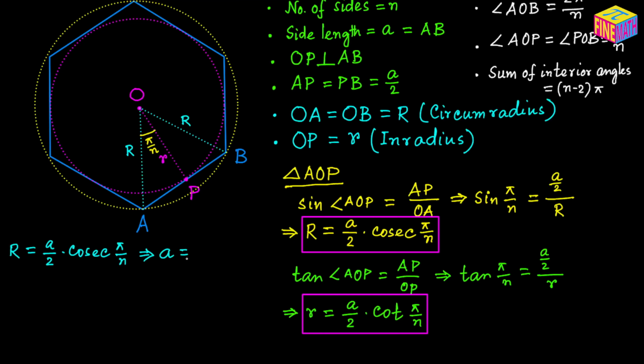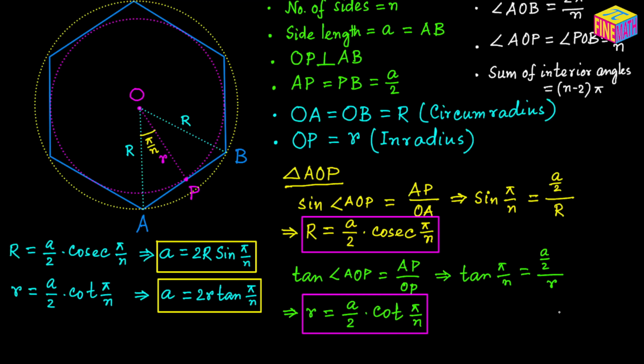Well, a will be equal to 2 times r times sine of pi over n. And similarly, let's try to find the value of a in terms of the inradius. We just saw that lowercase r, which is the inradius, is equal to half of a times cotangent of pi over n, and from here we can say then a will be equal to 2 times r, the lowercase r, times tangent of pi over n.